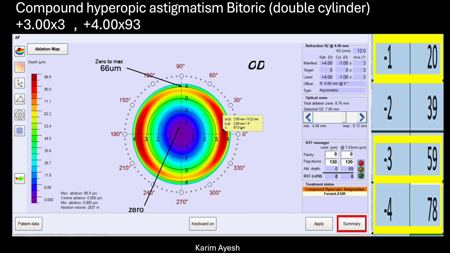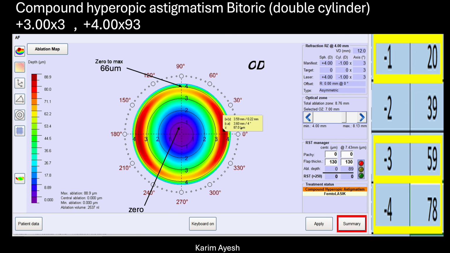Now I assume it is corrected as a bitoric. Bitoric will be +3 axis 3, +4 axis 93. For +3 axis 3, the flat meridian is 93, so it works on the flat meridian, low 93 diopter, around 66. For +4, the flat meridian according to this refraction is 3, so it corrects 4 diopters in 3. So according to this planning software, our machine may correct a compound hyperopic astigmatism as bitoric cylinder with 0 ablation.